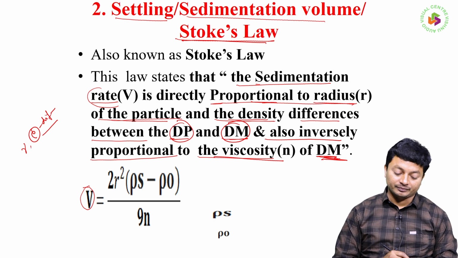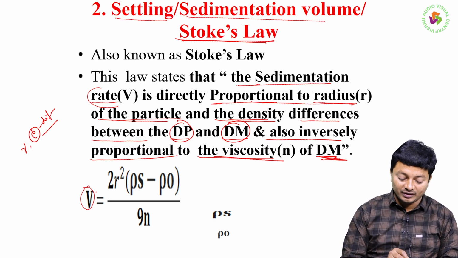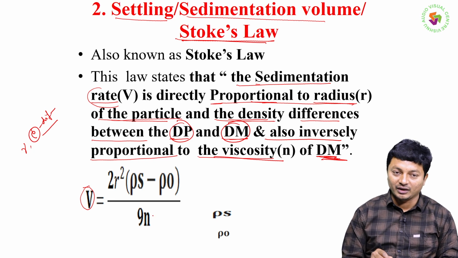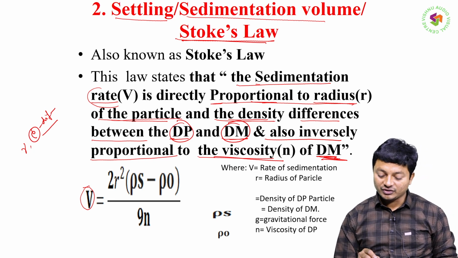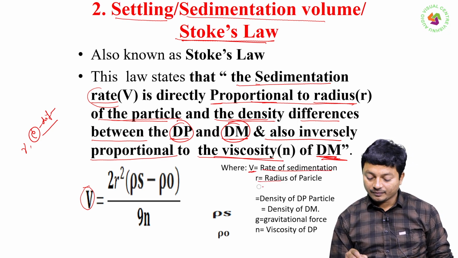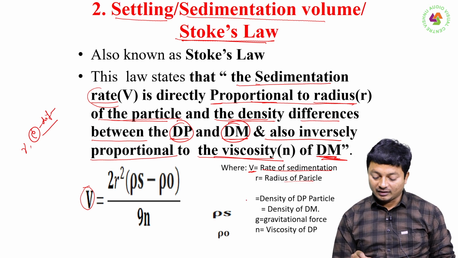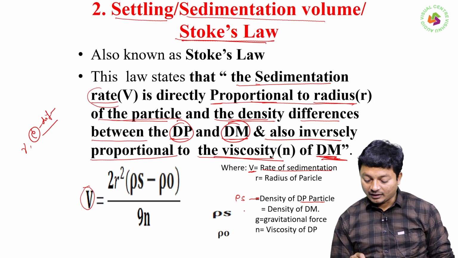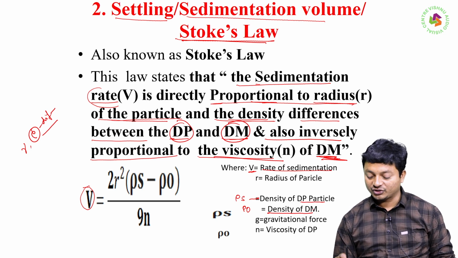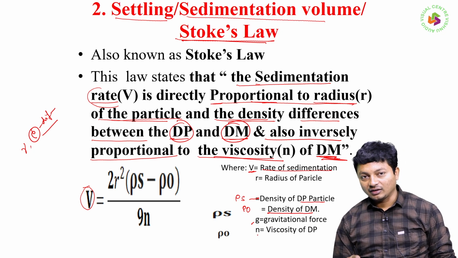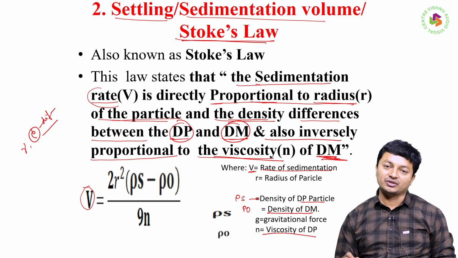This is the statement. So this can be calculated by the given equation, that is V equals 2 r square into (rho s minus rho naught) g divided by 9 eta. In this equation, V indicates the rate of sedimentation, r indicates the radius of the particle, rho s indicates the density of the dispersion phase particle, rho naught indicates the density of the dispersion medium, g indicates the gravitational force, and eta indicates the viscosity of the dispersion medium.